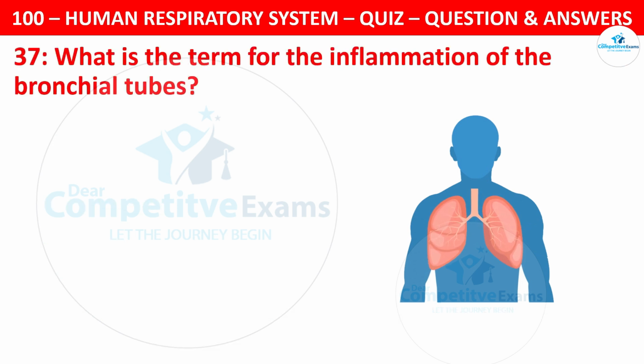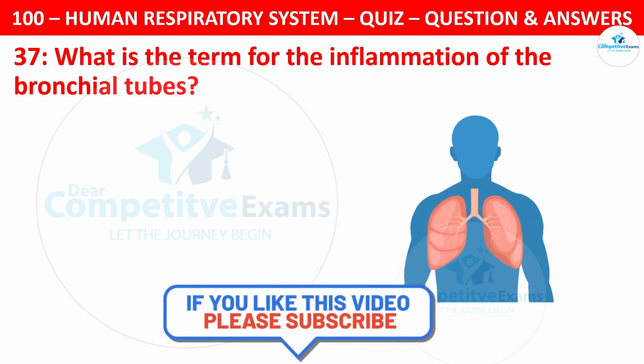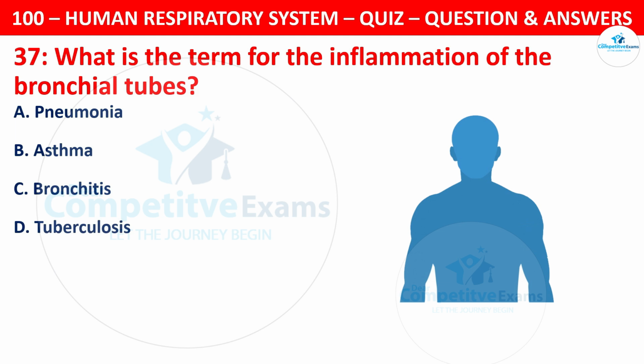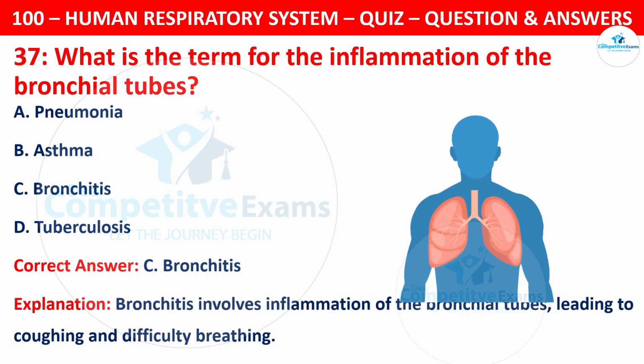What is the term for the inflammation of the bronchial tubes? Your options are pneumonia, asthma, bronchitis, or tuberculosis. The correct answer is C, that is bronchitis. Bronchitis involves inflammation of the bronchial tubes, leading to coughing and difficulty in breathing.